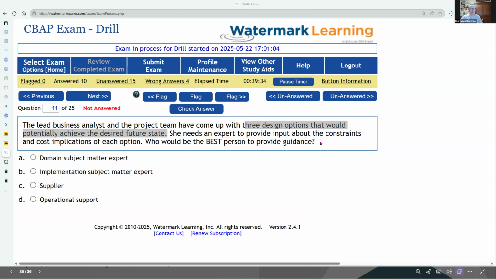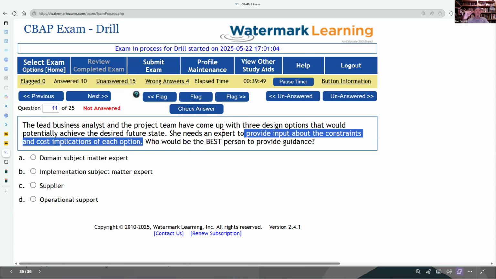And so which person would be the best one to describe? So we know we have stakeholders for that one. Would it be for the constraints and cost implications? Yes, Bob. You might be in 7.6. So the options have already been identified, and now you're trying to figure out their relative value.